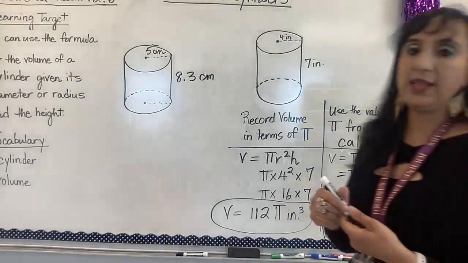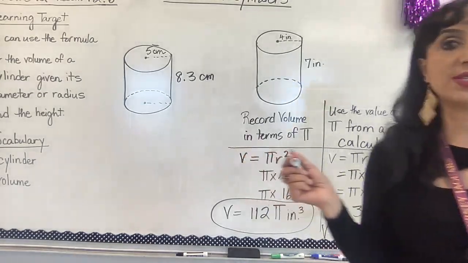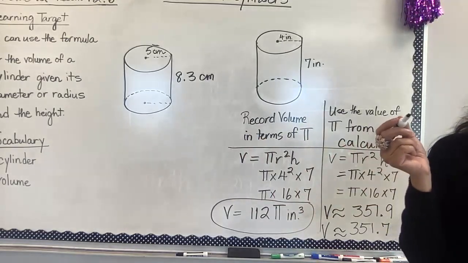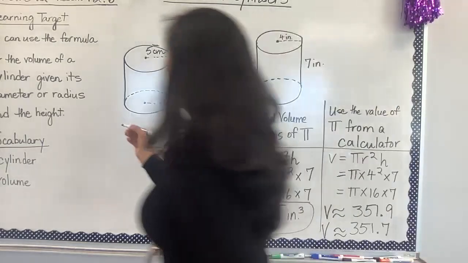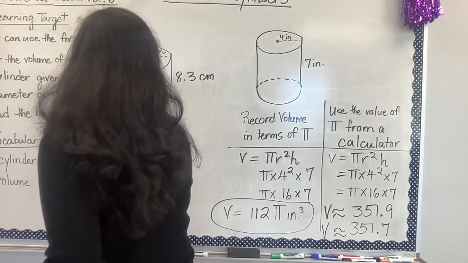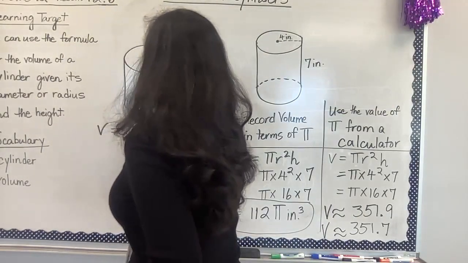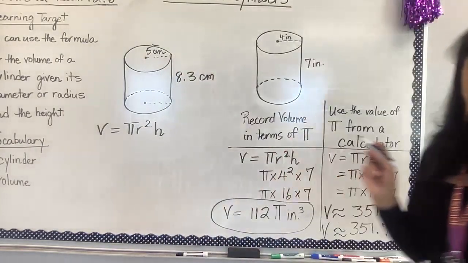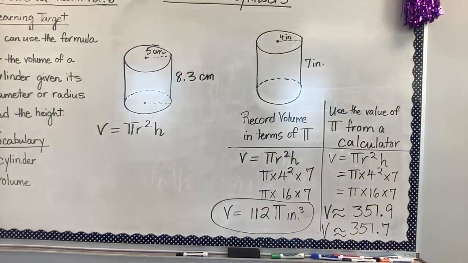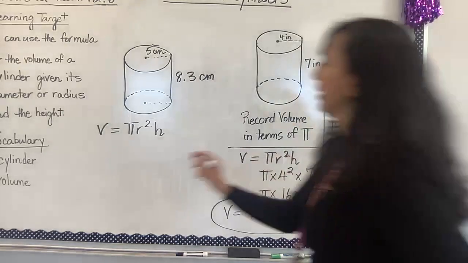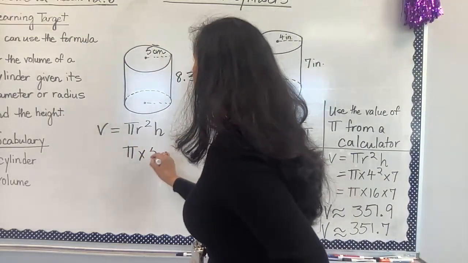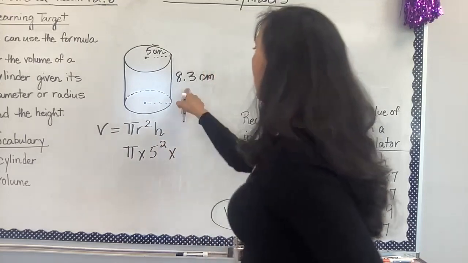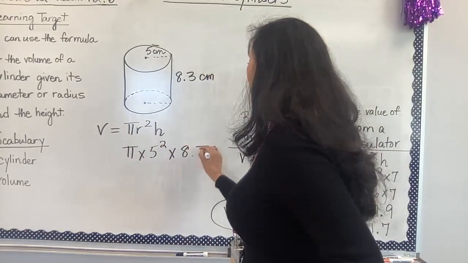So we're going to look at this, and what is the volume of a cylinder? It is pi r squared h. Okay, so volume is pi r squared h. And so what do we have? We have pi times, what is the radius? It is 5, so 5 squared times the height, which is 8 3/10.